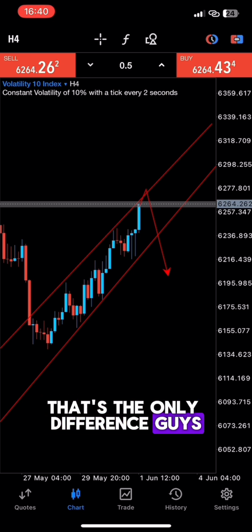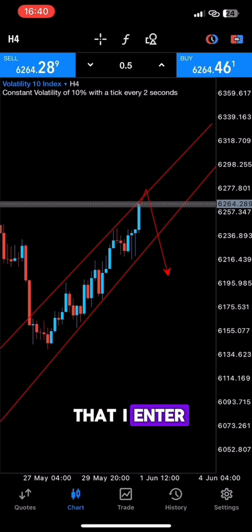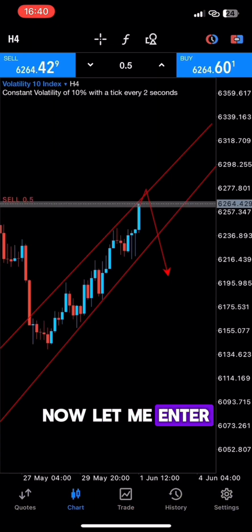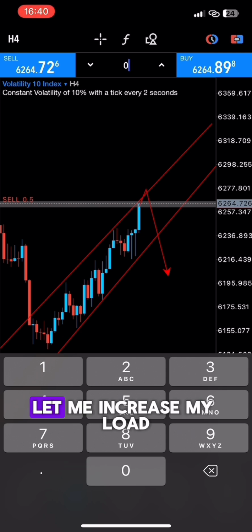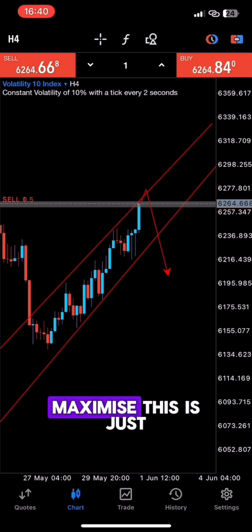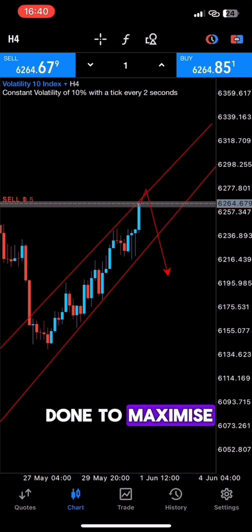That's the only difference, guys. Look at my trades that I enter. I just go in with a lot of positions. Now let me enter more positions. Let me increase my lot so that I can maximize. This is just done to maximize.